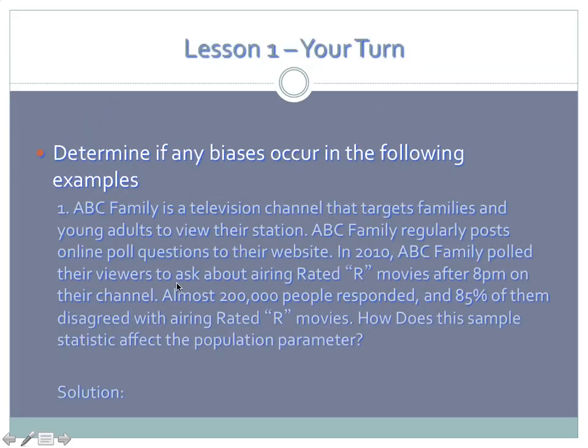Okay, now it's your turn. So what you're going to do is you have 4 questions left in your notes. What you need to do is read the information, and then you're going to determine if any biases occur. So you have to kind of read a little bit into those situations, make some inferences or some assumptions on your own, and then come up with a solution as to whether you think any biases occur. Your teacher will review those tomorrow with you in class.